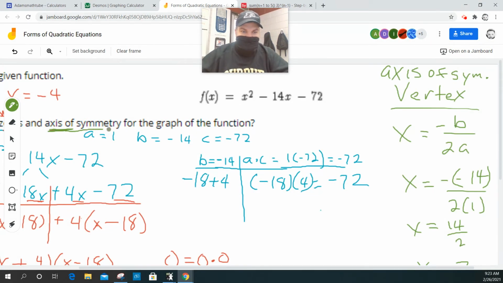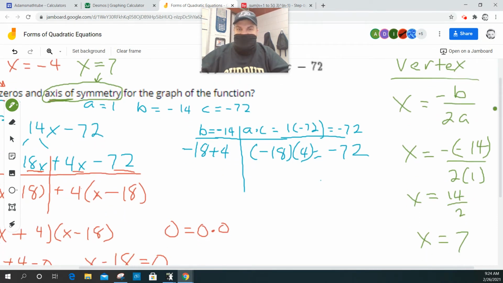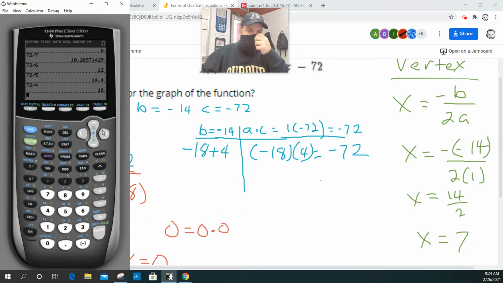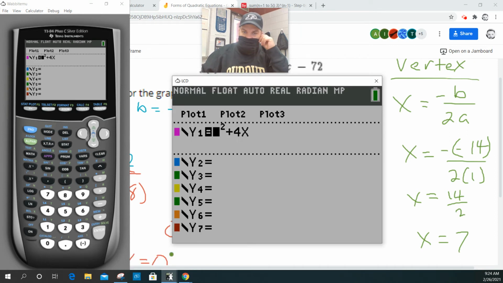My axis of symmetry is x equals 7. Okay? That's all they asked for. Now, how do I verify this? Graph it. So what I'm going to do is turn on my calculator. Everybody grab their calculators. Hit y equals. Clear that out. And we're going to plug in the function.